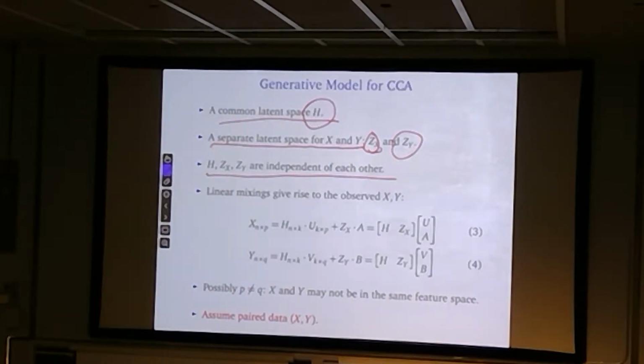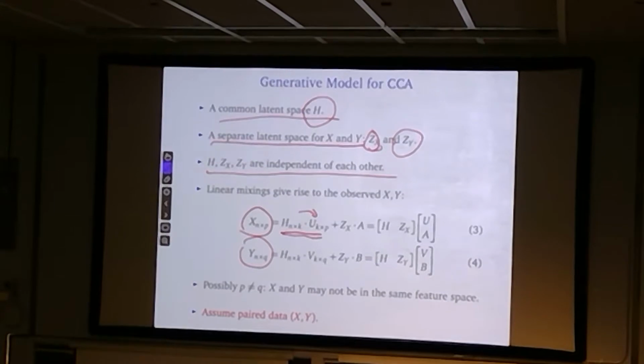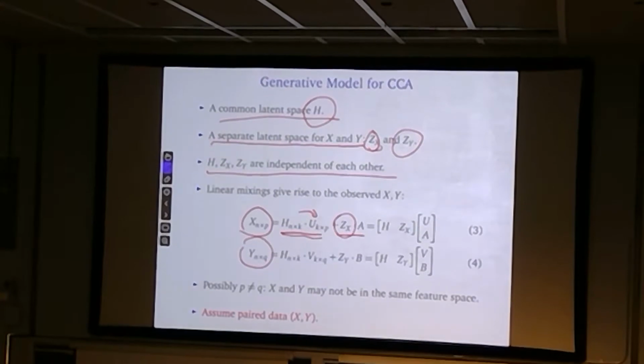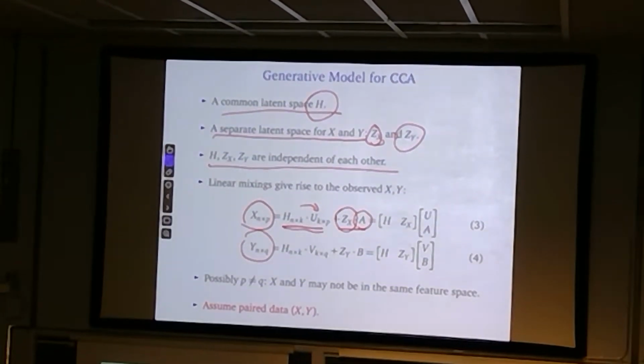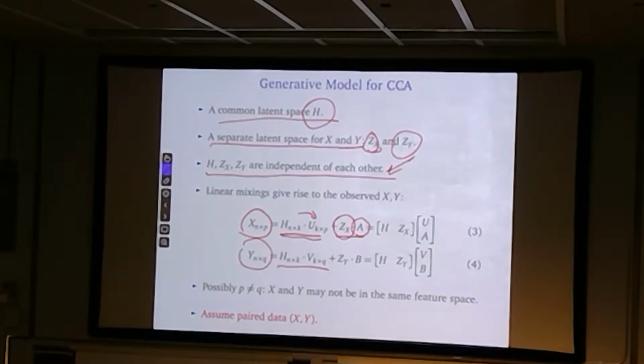And the X and Y are observations. Each is a linear mixing from the common latent space. For H, it's mixing through some U, some linear transformation. For Z, you can think of IID noise with some linear transformation, okay? The thing is they are independent of each other. Likewise, for Y, it's a different kind of linear transformation over the common latent space H. And then this is something else, which is independent of H. So if I write it out in matrix form, it is the following.